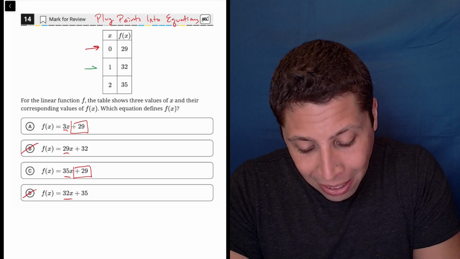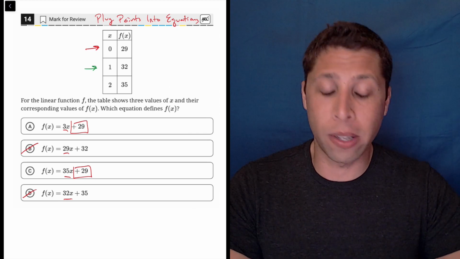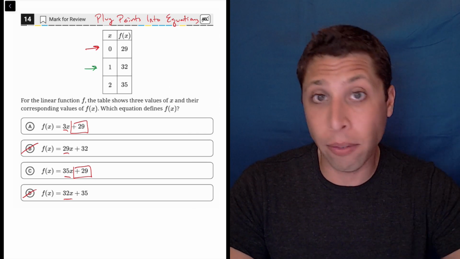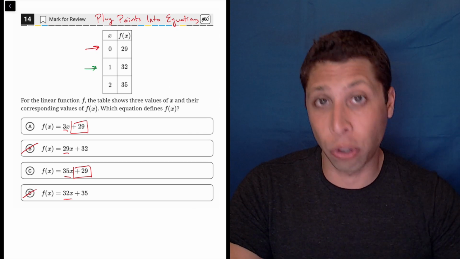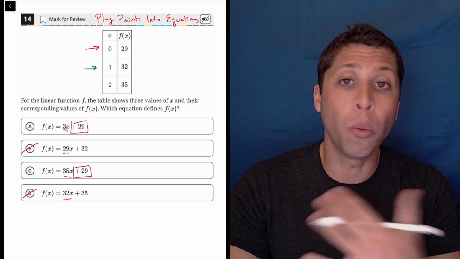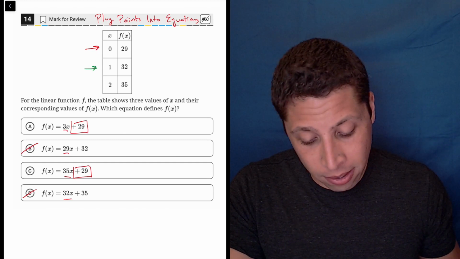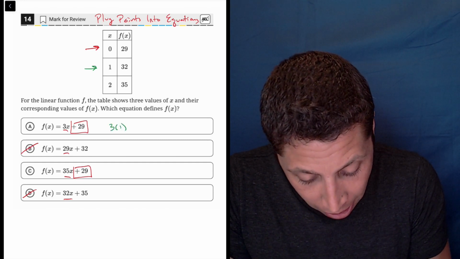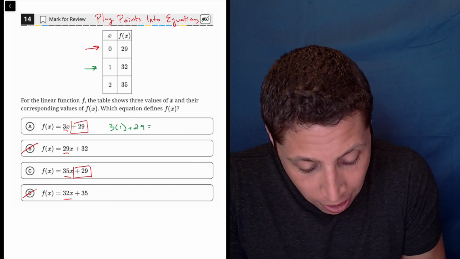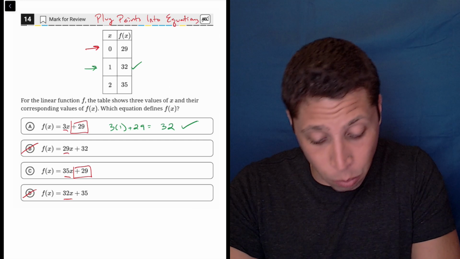For the second point, we might need to do a little bit of work to separate A and C, and this is why even when we plug points into equations, we need to try everything. We always need to try all the answer choices, all the equations, just to make sure, because very often a point will work in multiple equations, but the second point won't. So in this case, we just say, okay, 3 times 1 plus 29, that's 3 plus 29 is 32. So that works, that gives us what we wanted.